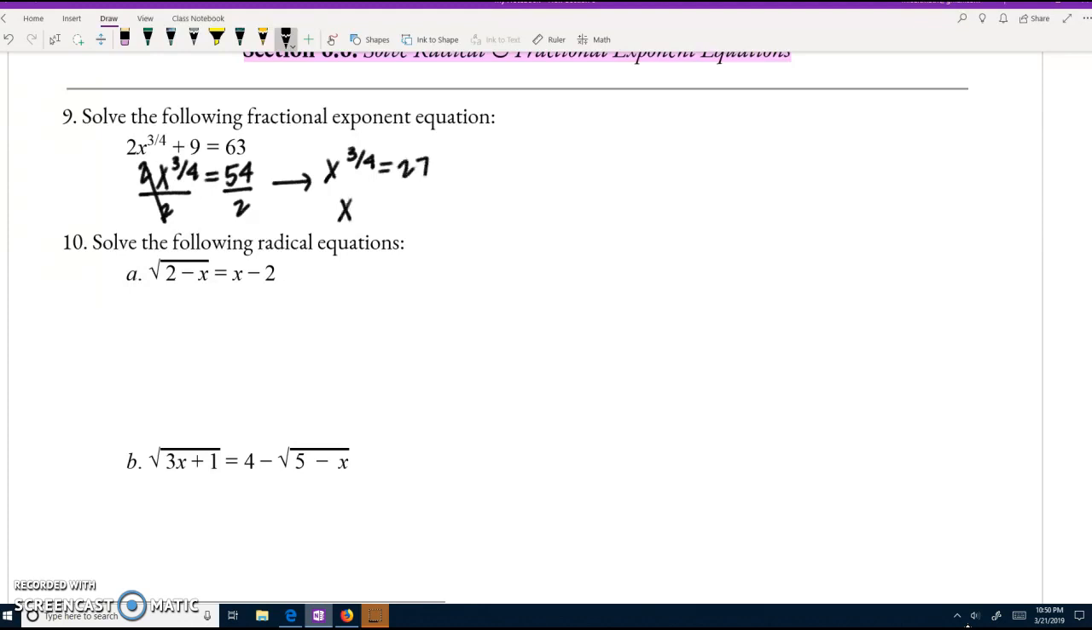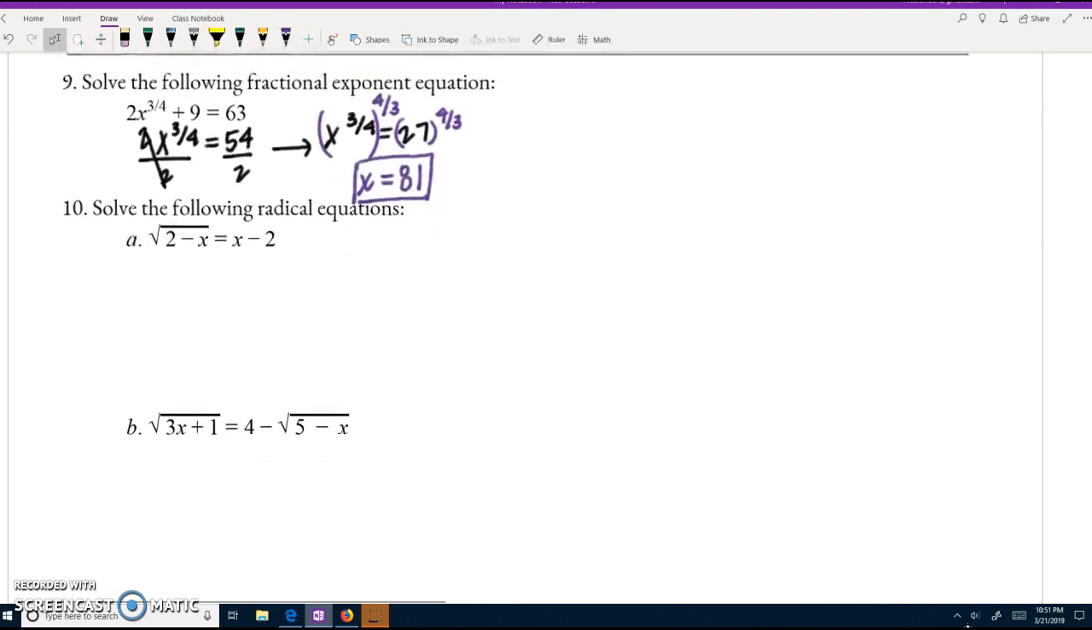Then I'll raise both sides to the reciprocal exponent. So I'm going to raise this side to 4/3 and this side to 4/3. That will cancel the exponents on the left. And if we raise 27 to the 4/3 power, we get 81. So our final answer here is just 81.